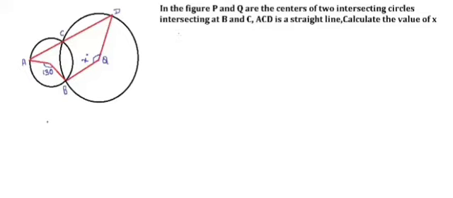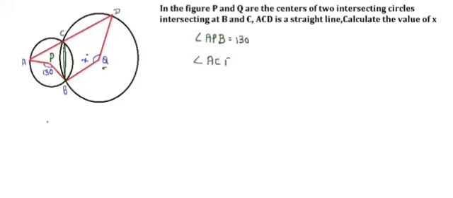Today we are going to start with this question. Here P and Q are the centers of two intersecting circles. This is center P and this is center Q, and the circles are intersecting at C and B. So let us first draw a line here. Now angle APB is given as 130 degrees.